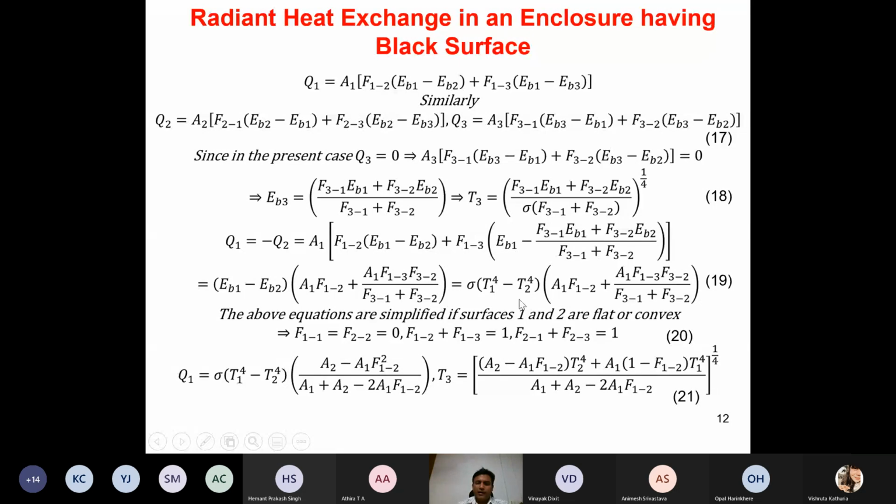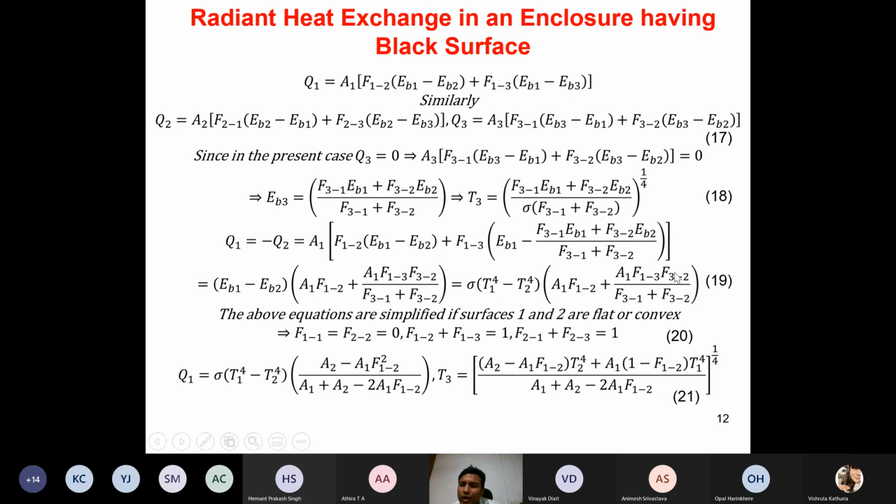So if you write this EB1, EB2 in terms of temperature, what we get is equation number 19. So equation number 19 is the final expression that is going to give us the net rate of heat transfer from Q1. Okay, so this particular equation 19 can be further simplified.